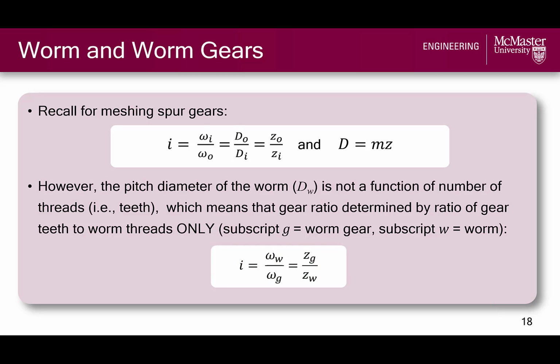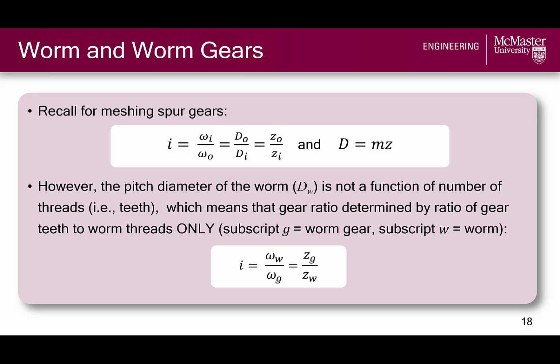It should be noted, though, that pitch diameter of the worm is not a function of the number of threads, or teeth. So with worm and worm gears, we can only relate the gear ratio to the angular velocity ratio and to the ratio of gear teeth to worm threads. We cannot relate it to diameters.